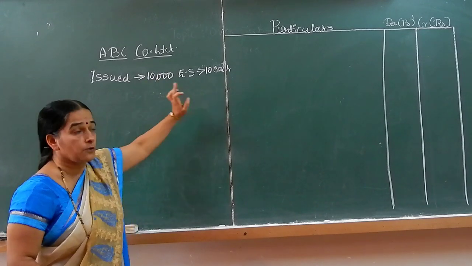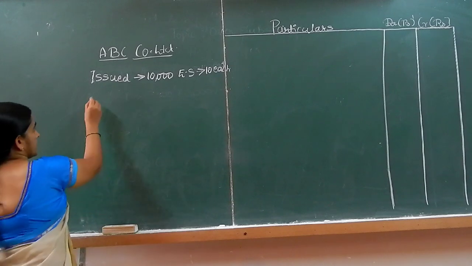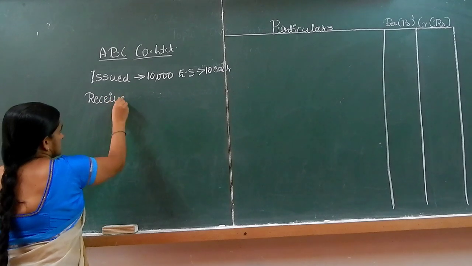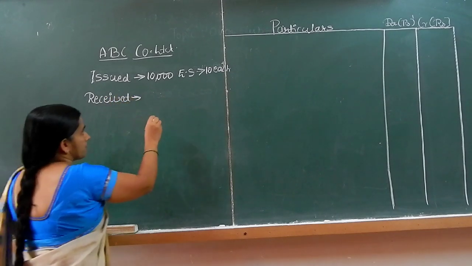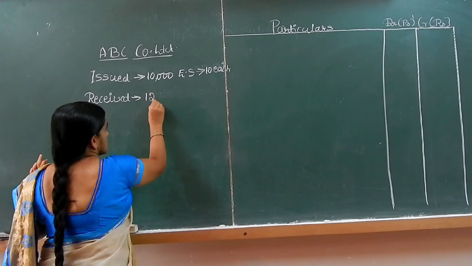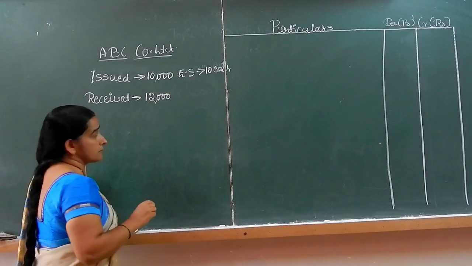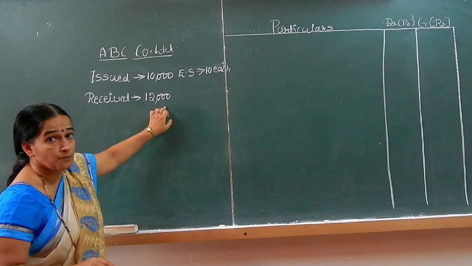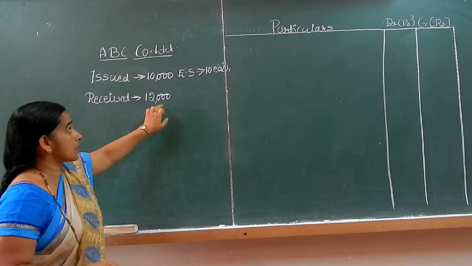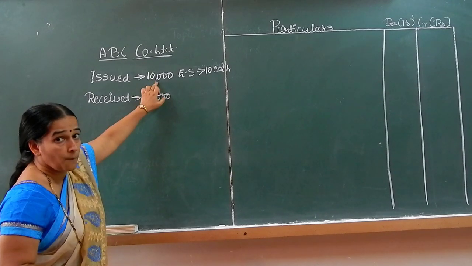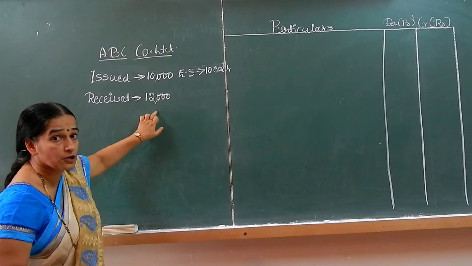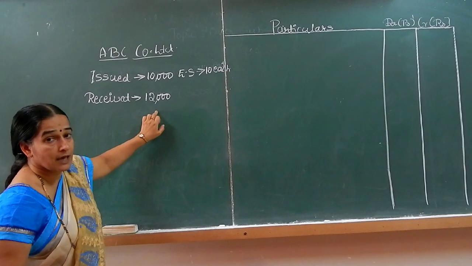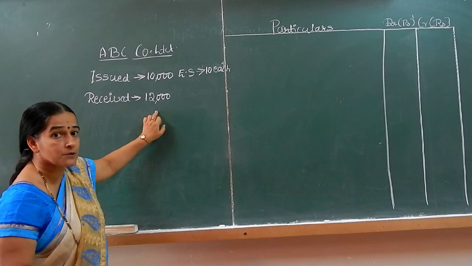The face value is 10, but the company received applications for 12,000 shares. Now in this case, the company is ready to issue 10,000 shares, but received applications for 12,000, which means 2,000 excess applications are there, and that is said to be oversubscription of shares.